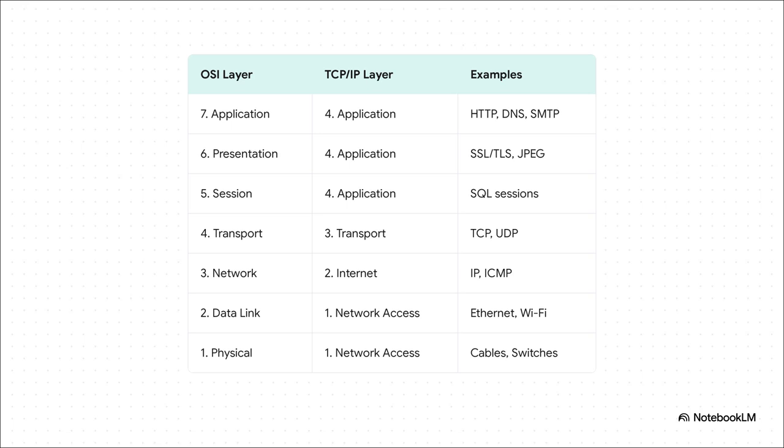TCP/IP didn't just throw the other layers out, it bundled them up logically. Just look at this. OSI's top 3 layers, application, presentation, and session, they all get combined into TCP/IP's single, powerful application layer. And then down at the bottom, the physical and data link layers get merged into the network access layer. It's a perfect picture of how they streamlined everything for the real world.